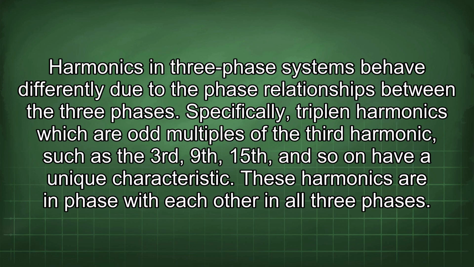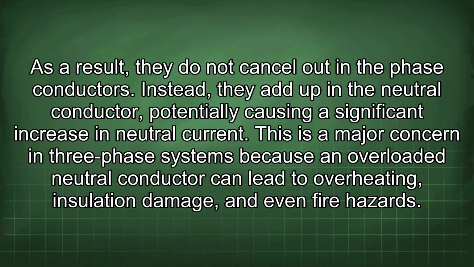Specifically, triplen harmonics, which are odd multiples of the third harmonic, such as the third, ninth, 15th, and so on, have a unique characteristic. These harmonics are in phase with each other in all three phases. As a result, they do not cancel out in the phase conductors. Instead, they add up in the neutral conductor, potentially causing a significant increase in neutral current. This is a major concern in three-phase systems because an overloaded neutral conductor can lead to overheating, insulation damage, and even fire hazards.